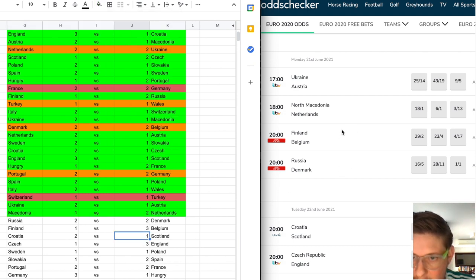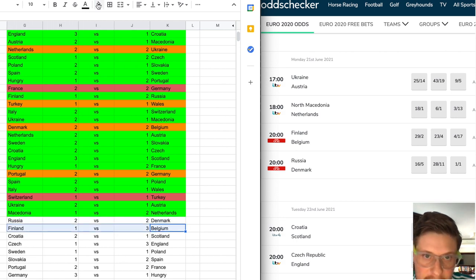Then we have Finland and Belgium. You can tell instantly if the numerator is smaller than the denominator, then that's kind of like the favorite, especially if the other two don't have that as well. So here, this is favoring Belgium. Oh, sorry, I missed the Russia Denmark one. Come up. Oh yeah, because why do they have it in the different order? They're playing both at the same time. Oh, that's why.